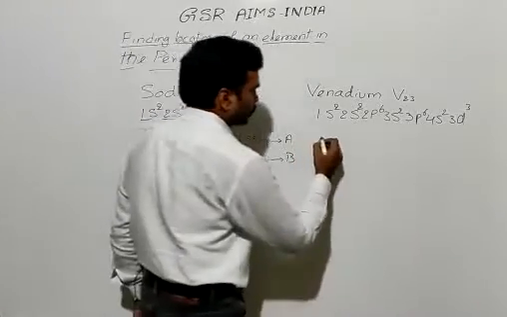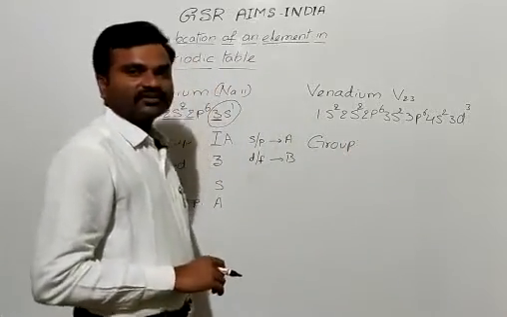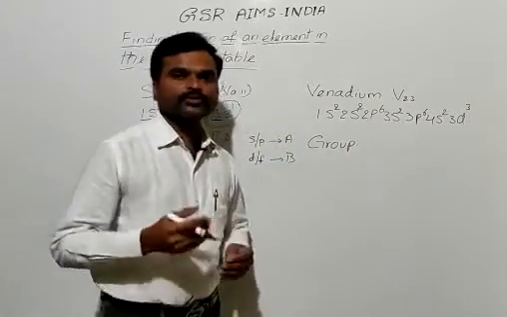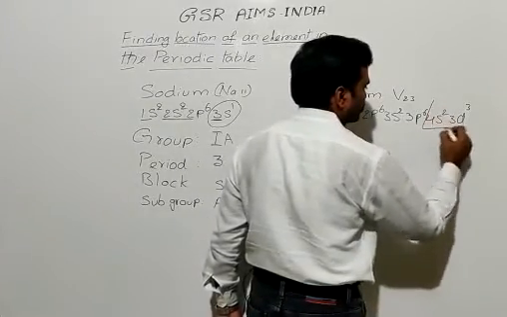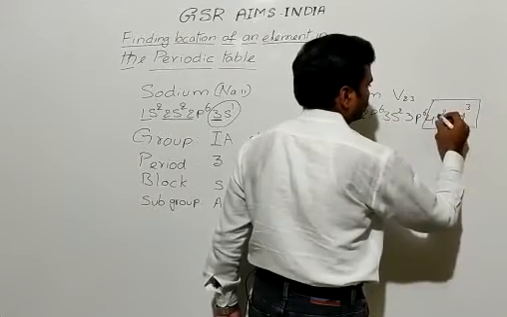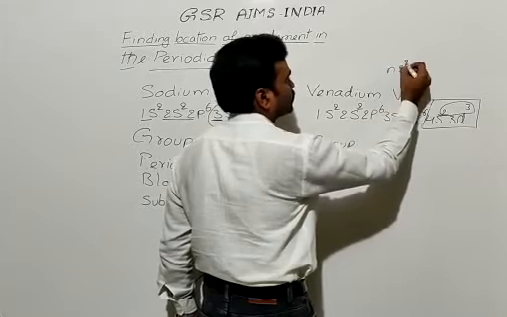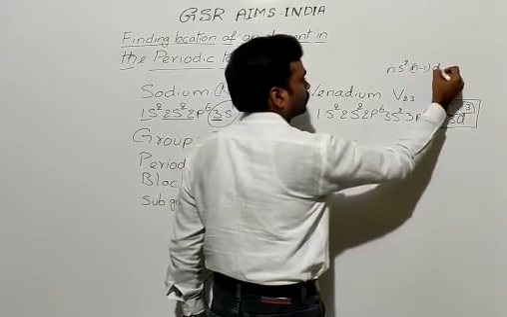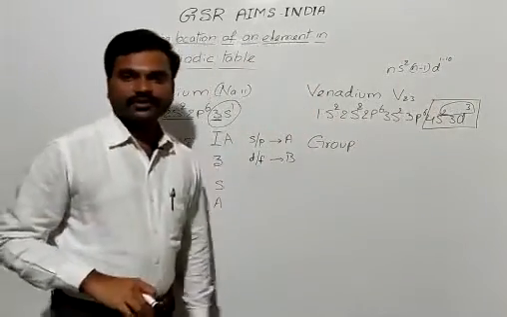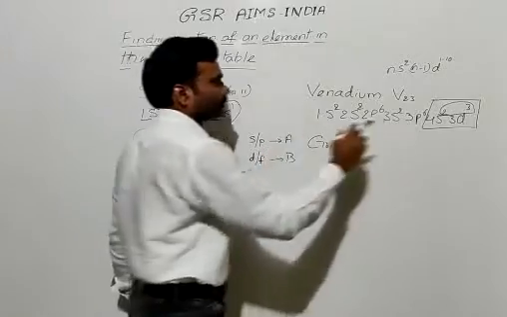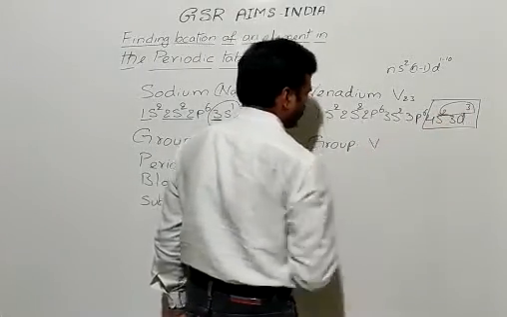Now let us find the group number of vanadium. As we told already, the number of valence electrons gives its group number. For vanadium, the valence electrons are these, because for d block elements we have to consider ns2 and (n-1)d1 to 10. These electrons should all be considered as valence electrons. So for vanadium, there are a total of 5 valence electrons, so it belongs to the 5th group in the periodic table.